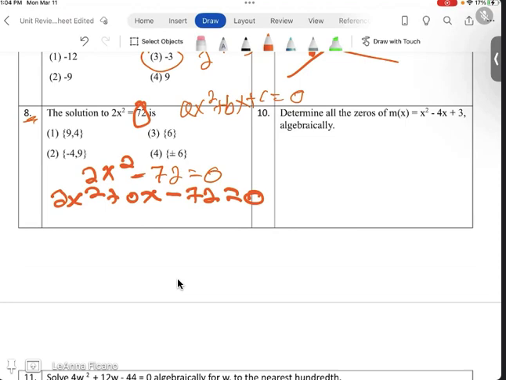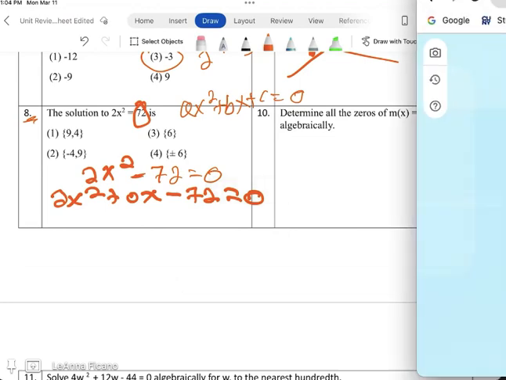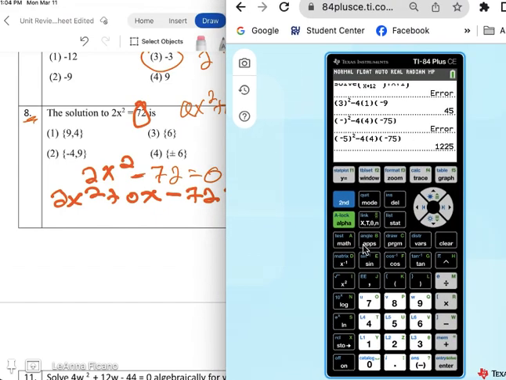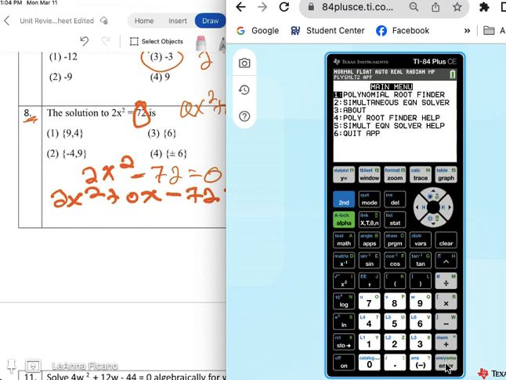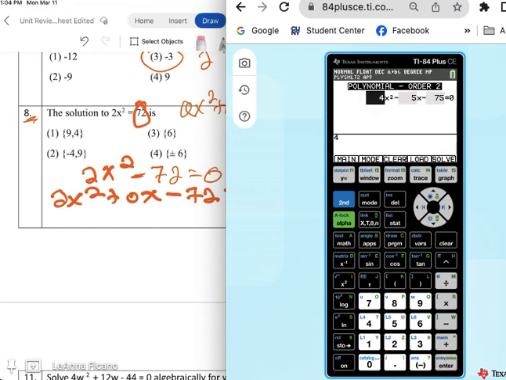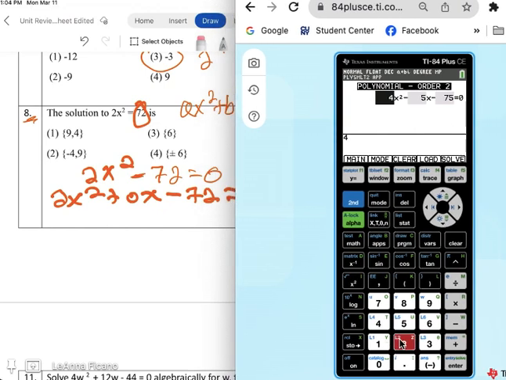I just want you to see it like that, because when you put it in your calculator, right, when you take your calculator and you go to apps, you go to Simult 2, and you hit enter, next, right, you're going to put in 2 for your a, and I'm going to make this a plus, and I'm going to make this a 0. Your b is 0. Okay, and then I'm going to make this stay a negative. It's a minus, right? Minus 72. Okay, and now I'm going to hit solve.